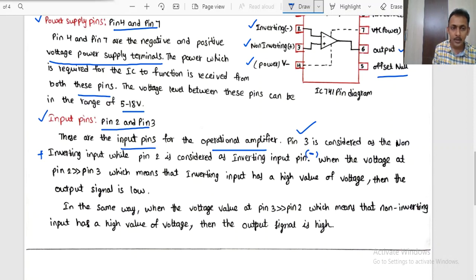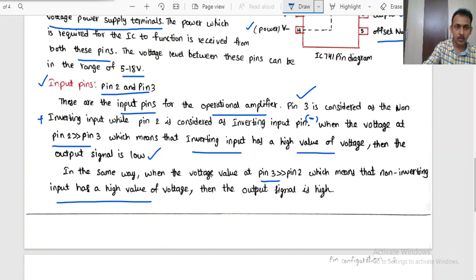If the voltage at pin 2 is very much greater than pin 3, which means that the inverting input has a high value of voltage, then the output voltage will be low. In a similar manner, if the voltage at pin 3 is very much greater than pin 2, which means that the non-inverting input has a high value of voltage, right?